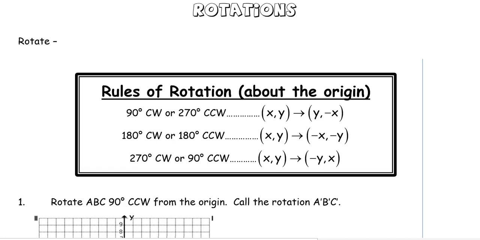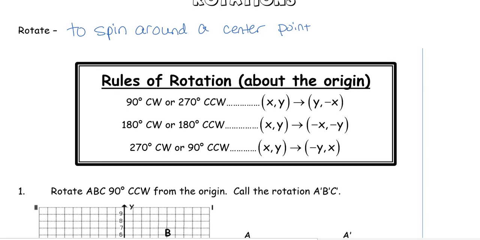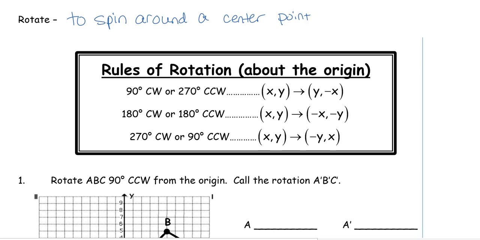Hello, today's video is going to be on the transformation of a rotation. To rotate an object is to simply spin around a center point. Now that center point is going to change. What we rotate around is going to be different depending on the problem. We do have a nice little cheat here, rules of rotation. The key is that these rules of rotation are only going to work if we are rotating around the origin.